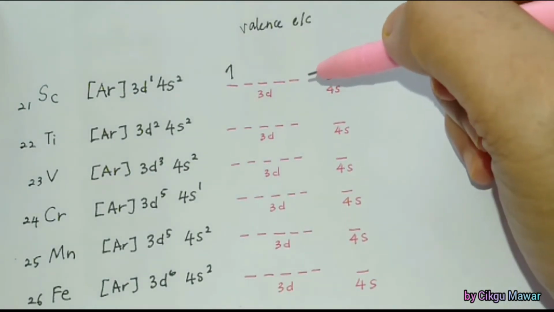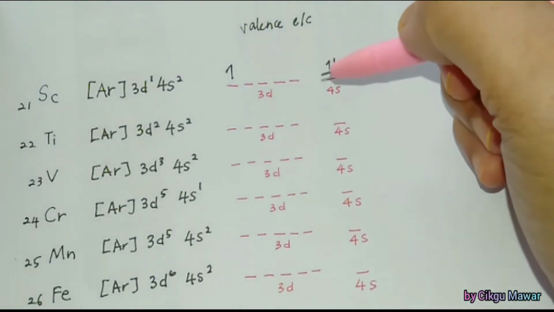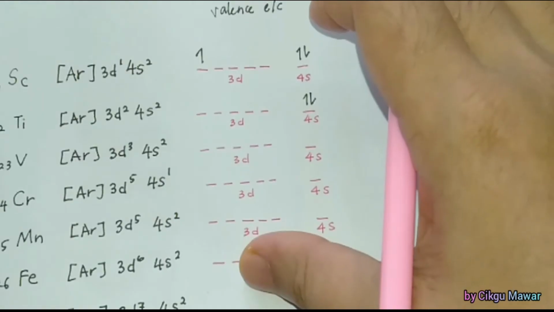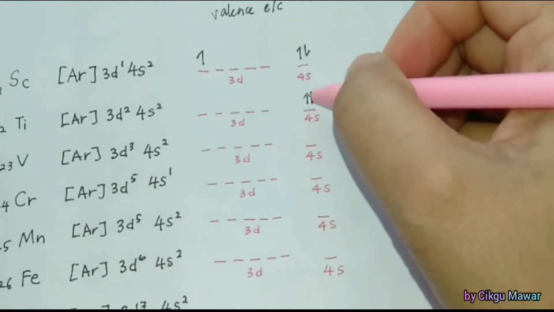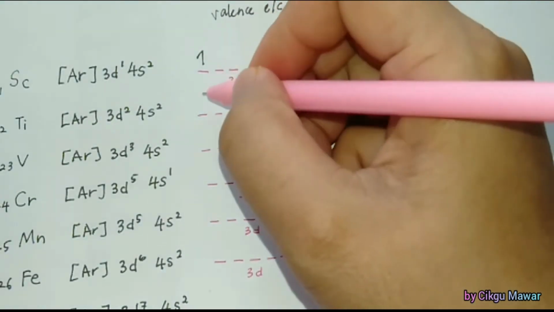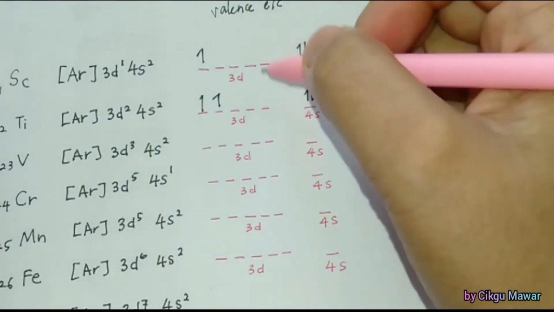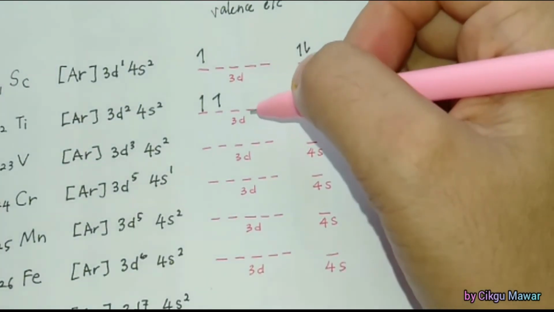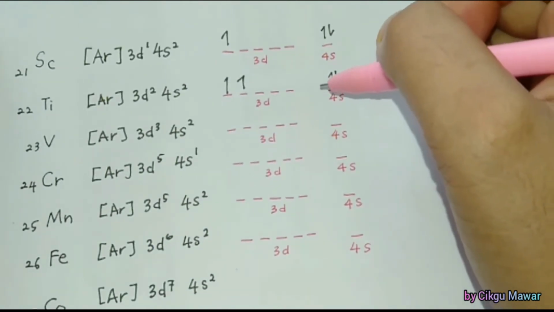You must memorize the principles in writing the electronic configuration: we have Hund's rule, the Aufbau principle, and the Pauli exclusion principle. For titanium we have 22, so 18, 19, 20, 21, 22. Here the valence electrons are 3d2 and 4s2. Followed by vanadium.